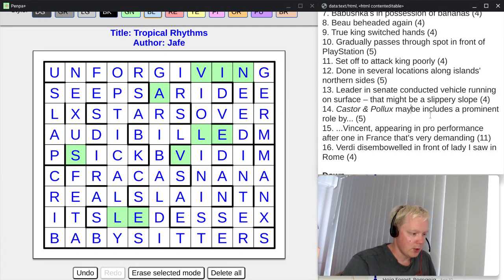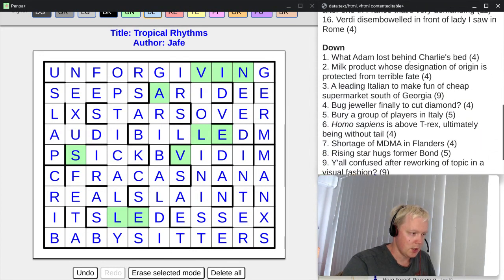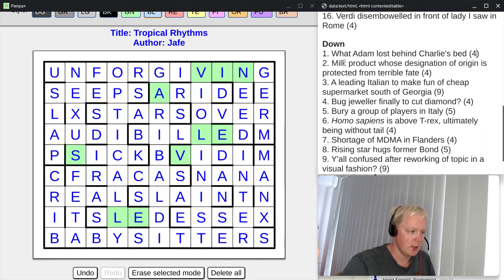But that's not all, because we have down clues as well. So let's see. What Adam lost behind Charlie's bit? That was crib. Crib doesn't have a W. Milk product. This was feta. Feta doesn't have an M. A leading Italian, and you might think, why isn't this just a leading Italian?